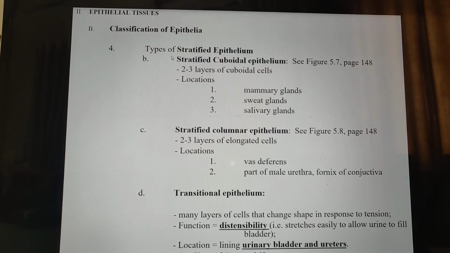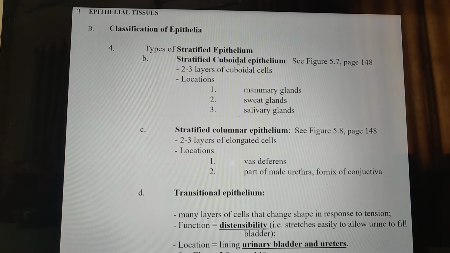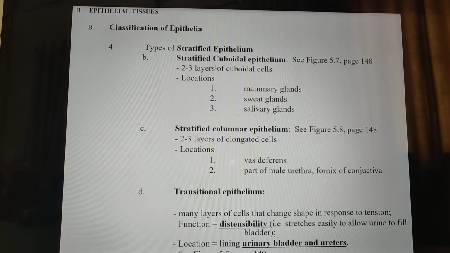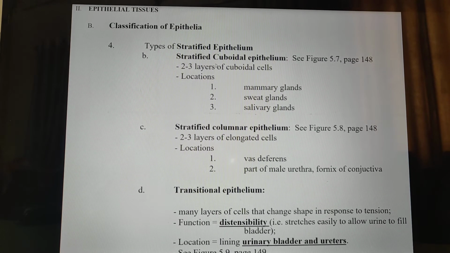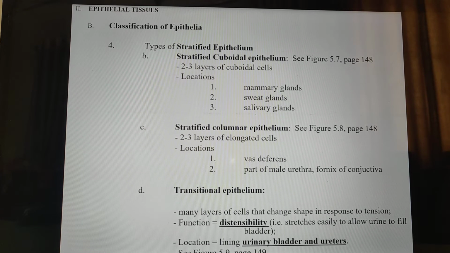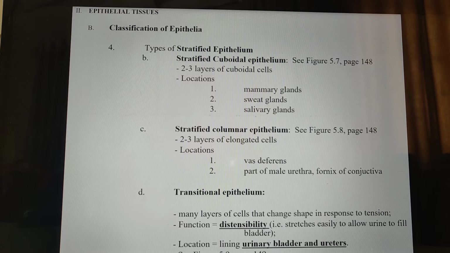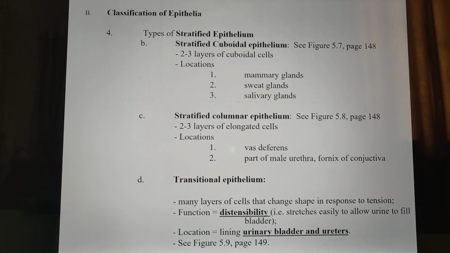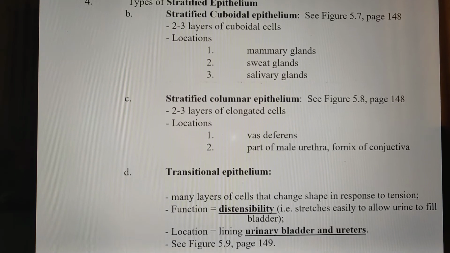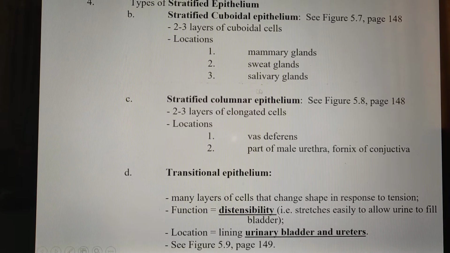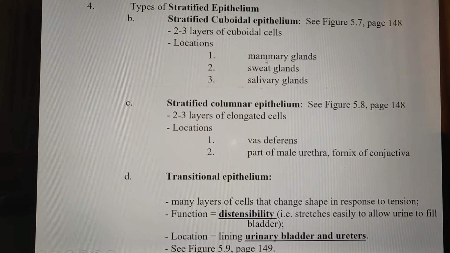Another type of epithelium is the stratified cuboidal epithelium. In the stratified cuboidal epithelium, the basal layer of two to three layers is cuboidal. After that the superficial layer is comparatively flattened, and it is present inside the mammary glands, sweat glands and salivary glands.